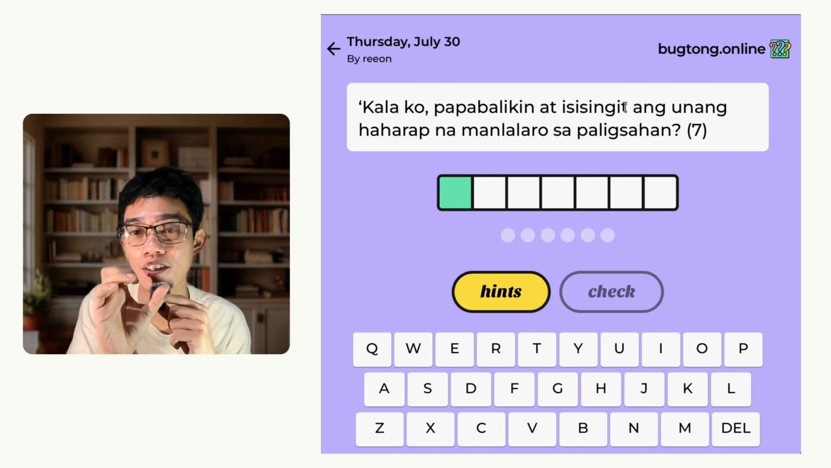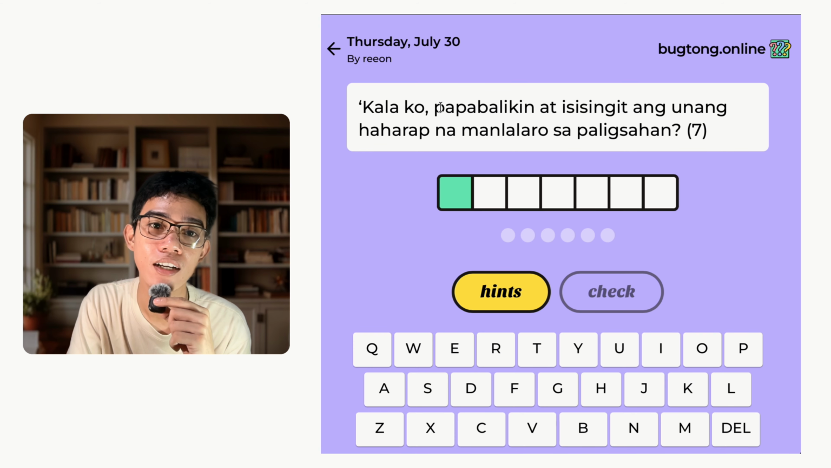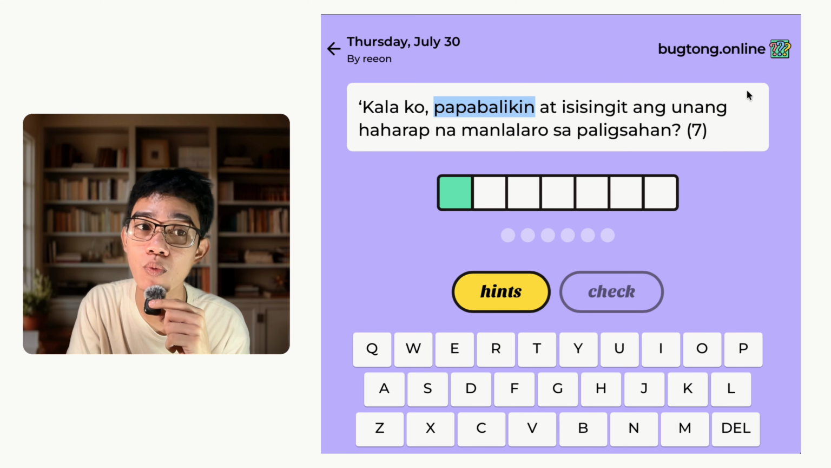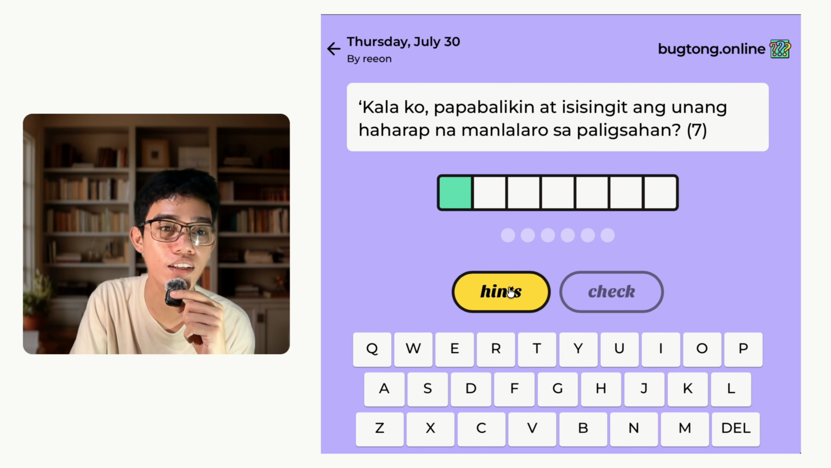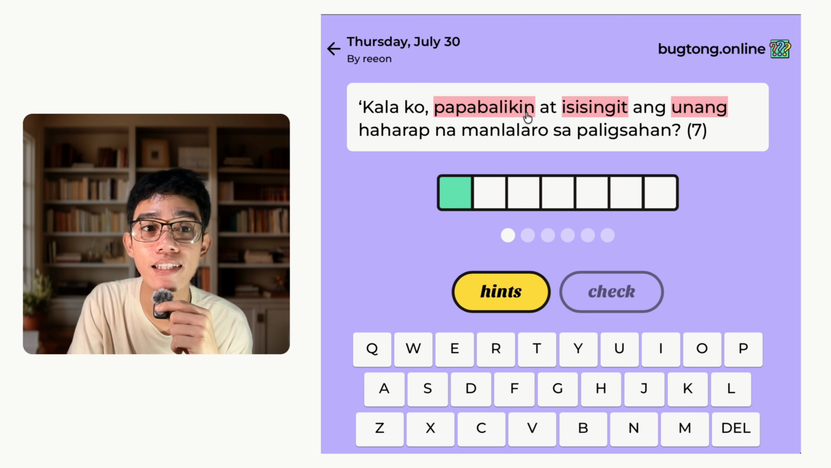So, isisingit natin yung father dun sa ibang father. So, kala ko pababalikin at isisingit ang unang can be a first letter selection indicator. So, let's just ask for a hints here for indicators. Okay, tama. Pababalikin at isisingit ang unang haharap.